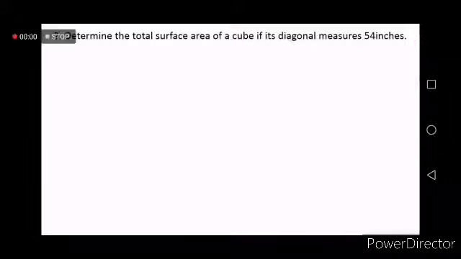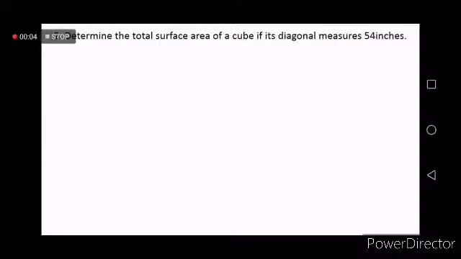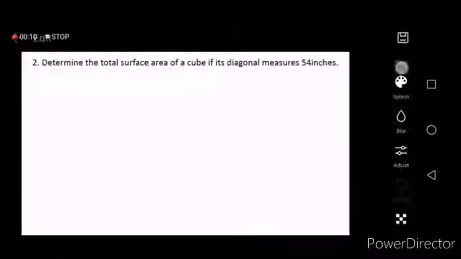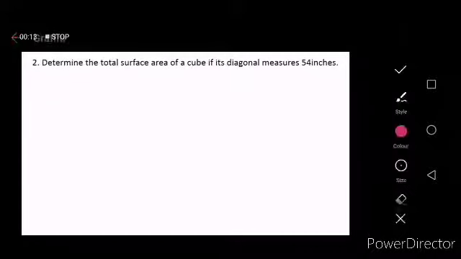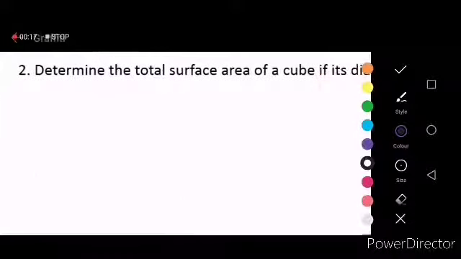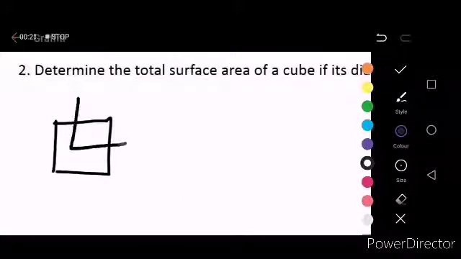Okay. So here, we need to determine the total surface area of a cube if its diagonal measures 54 inches. So we have a cube. So we need to draw a cube. So ano ba itsura ng cube? Siyempre, equal yung mga edges natin. Pag cube, di ba?